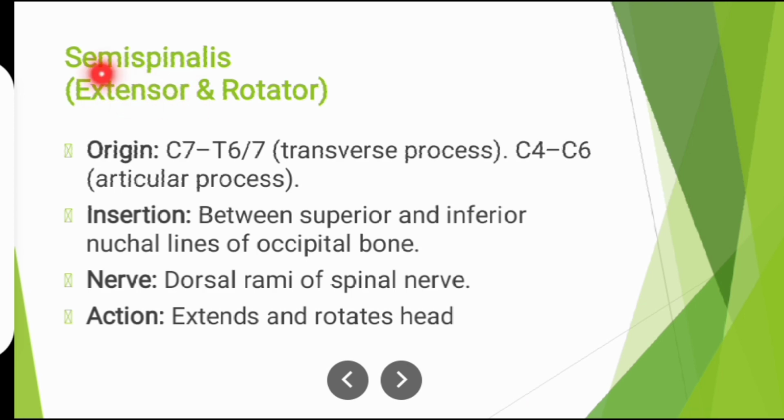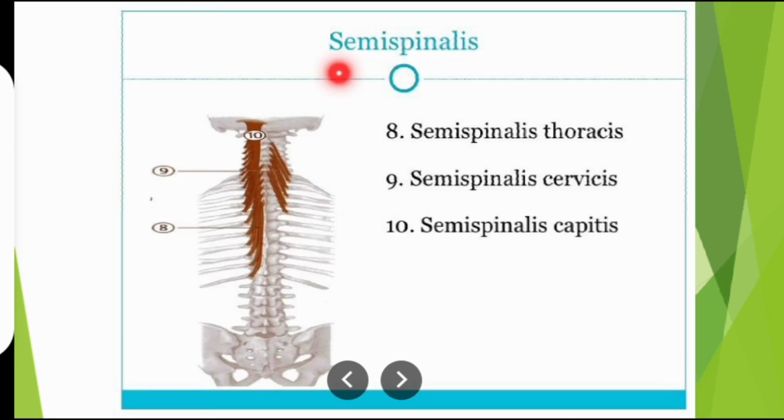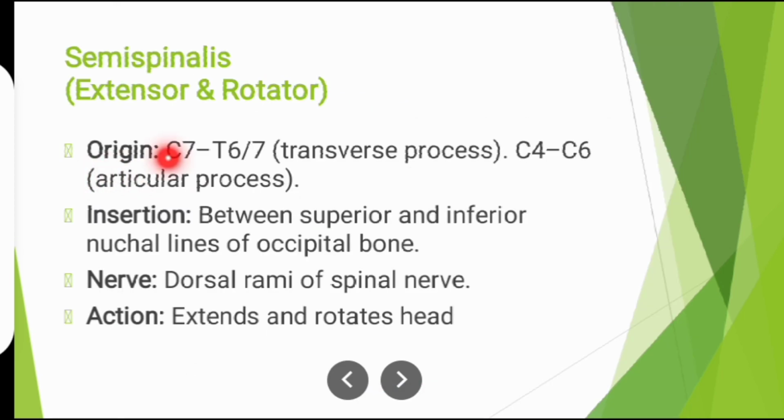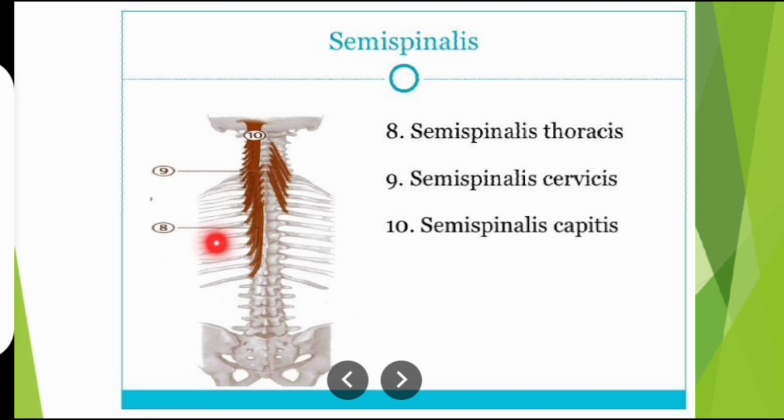The next muscle is semispinalis muscle. The muscle in red is semispinalis muscle. Its origin from C7 to T6 transverse processes, C4 to C6 articular processes. Insertion between superior and inferior nuchal lines of occipital bone. Nerve supply dorsal rami of spinal nerve. Action involving extension and rotation of head. This is the semispinalis muscle.